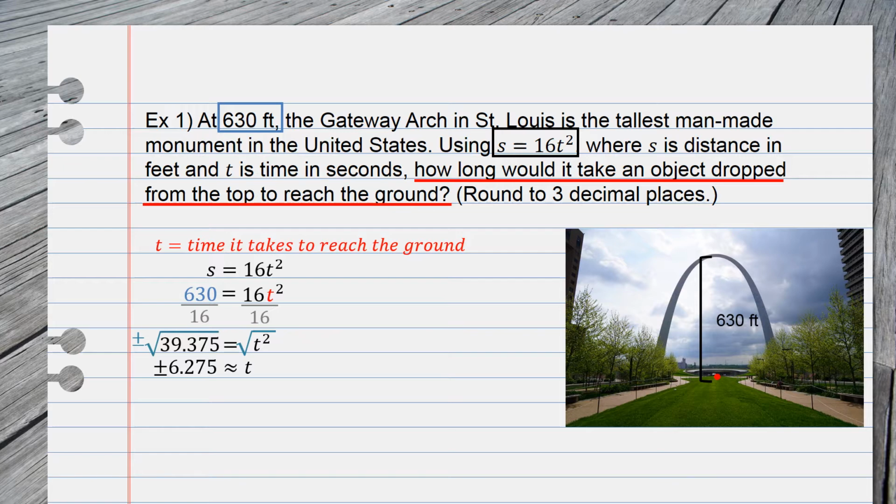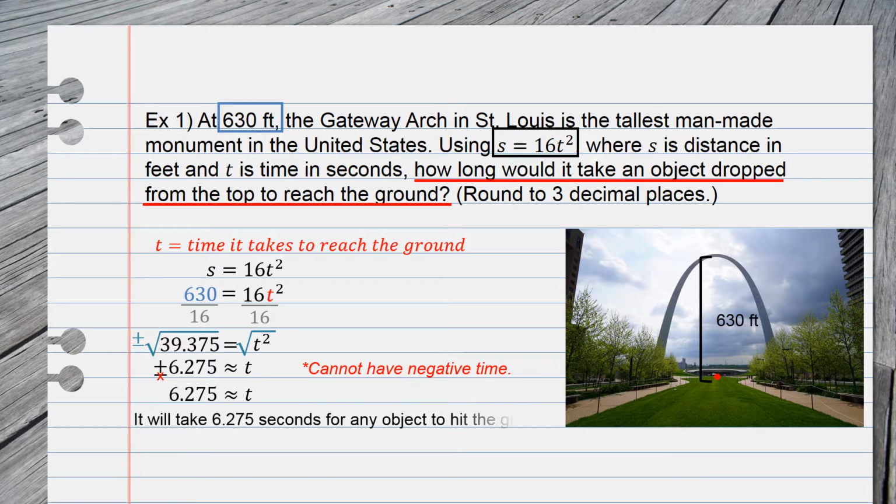And again, we have the plus or minus version. Now, remember, t stands for time. That means we have a positive time and a negative time. Are they both possible? No, we cannot have a negative time, so we mark out the negative option, which means t can only equal 6.275. Since we have our solution, we're ready for our sentence. It will take 6.275 seconds for any object to hit the ground.